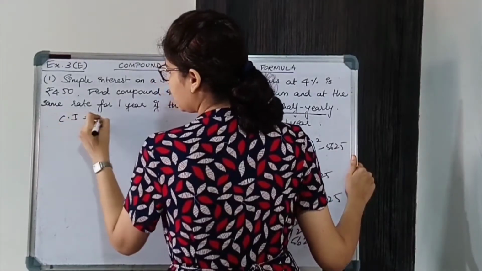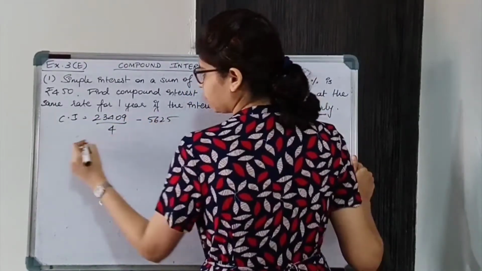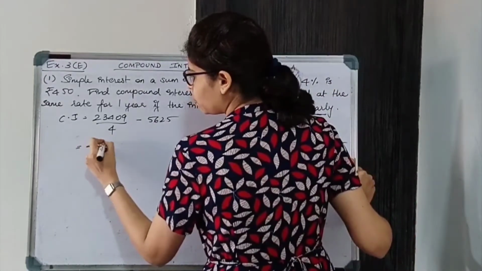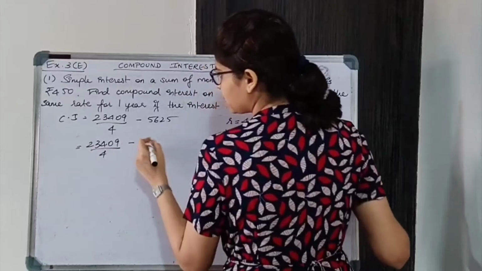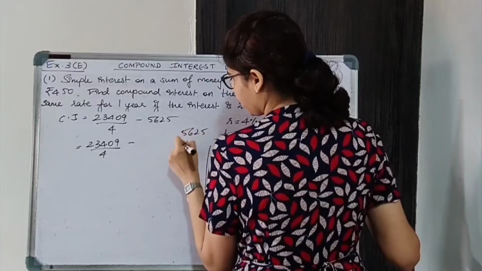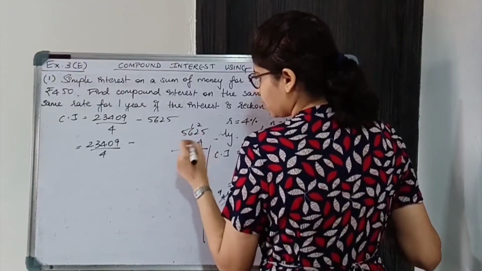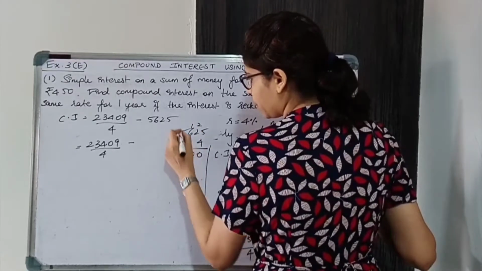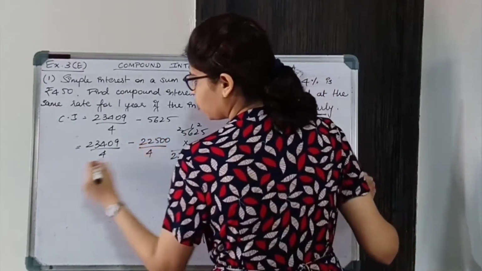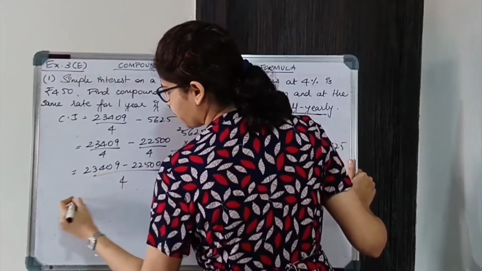So CI is equal to 23409 upon 4 minus 5625. Now we'll take LCM, we'll multiply and divide by 4 over here. So 23409 upon 4 minus 5625 into 4. That will give 4 5s are 20, 4 2s are 8 plus 2 10, 4 6s are 24 plus 1, 25, and here we will get 22. So 22500 upon 4. So 23409 minus 22500 upon 4.